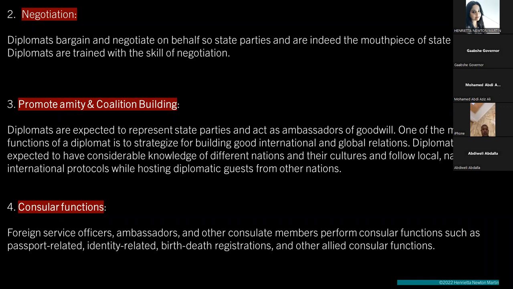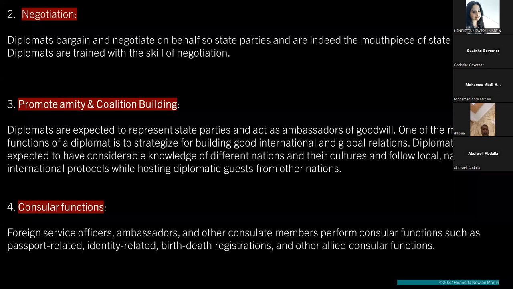Next, they promote amity and aid coalition building. Diplomats are expected to represent state parties and act as ambassadors of goodwill, that is, to help promote friendship and strategize building good international global relations. Diplomats are expected to have considerable knowledge of different nations and their cultures and follow local, national, and international protocols while hosting diplomatic guests from other nations.